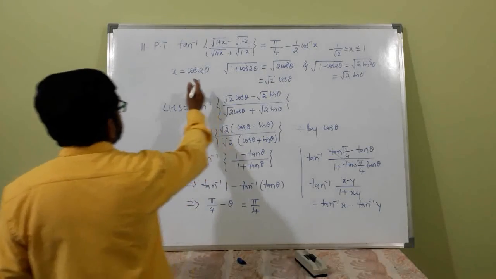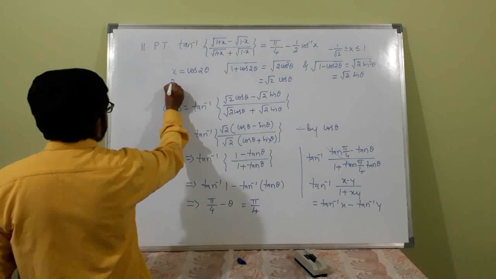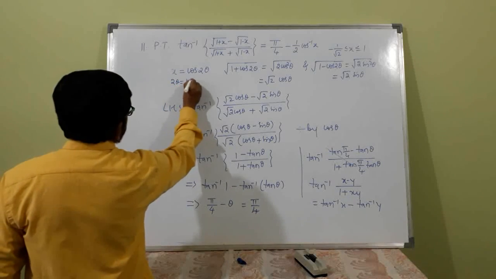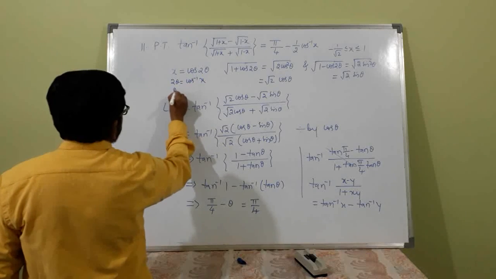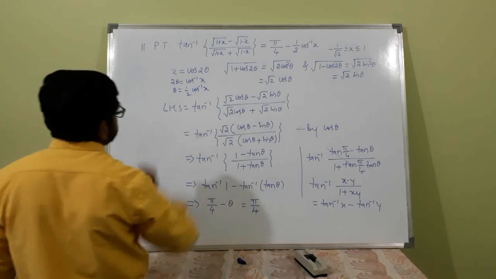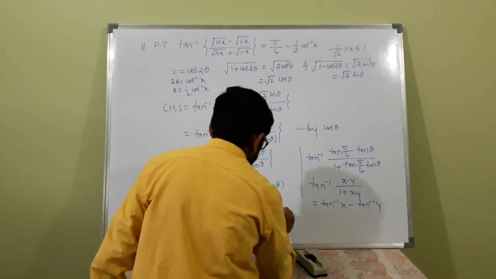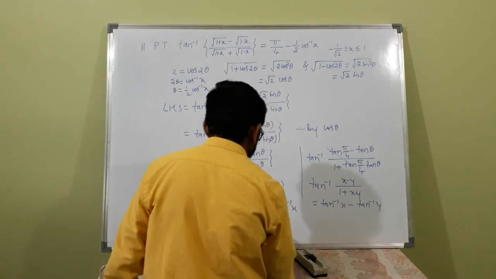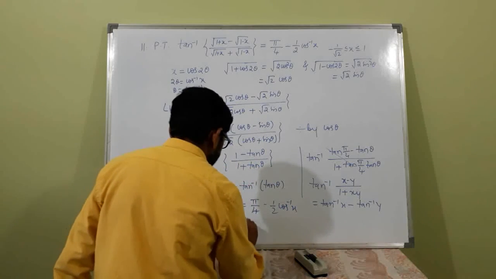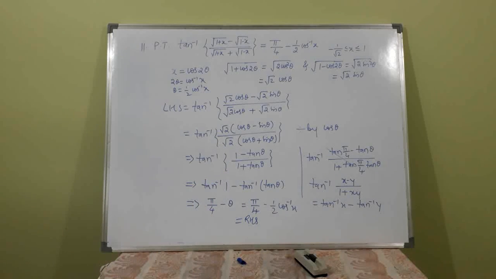Okay, let us write here, this is 2 theta is equal to cos inverse x, or theta is equal to half of cos inverse x. So this is 5 by 4 minus half of cos inverse x. This is the required RHS. Okay.